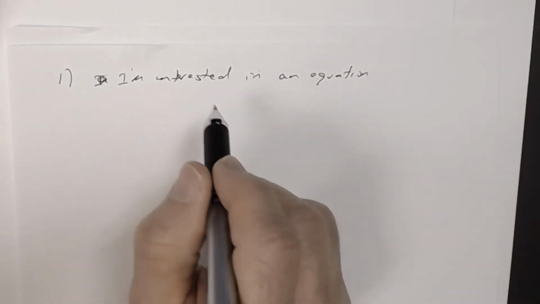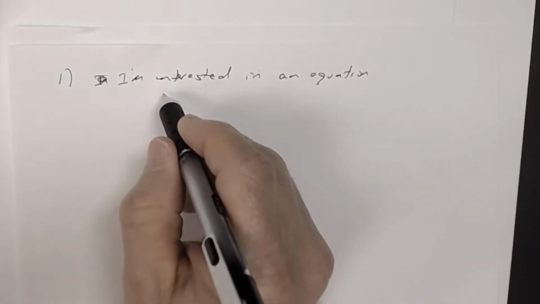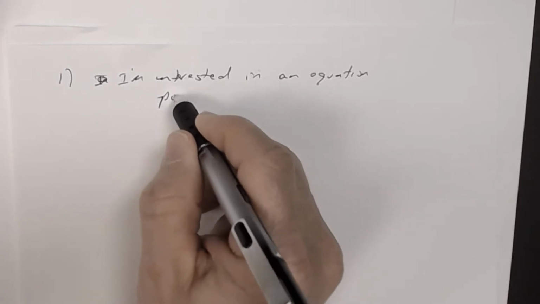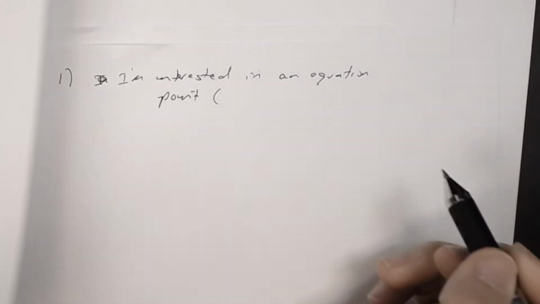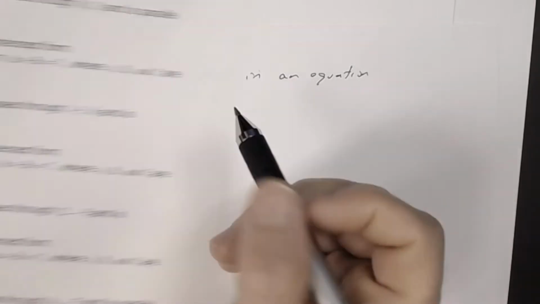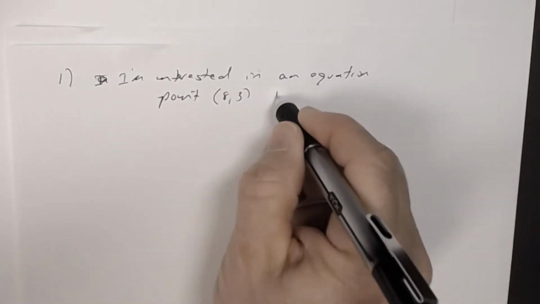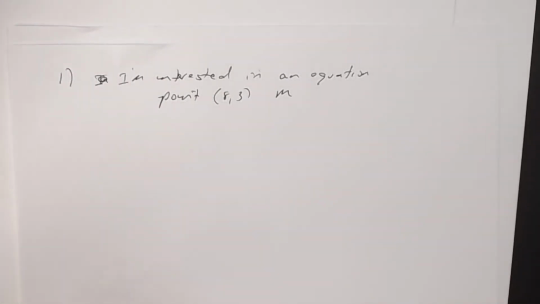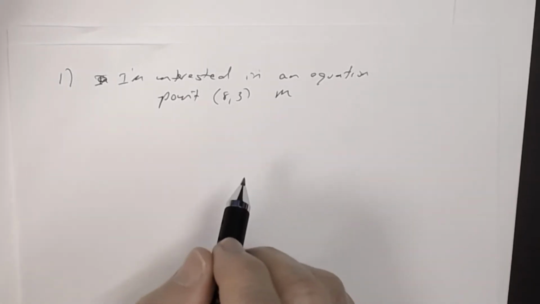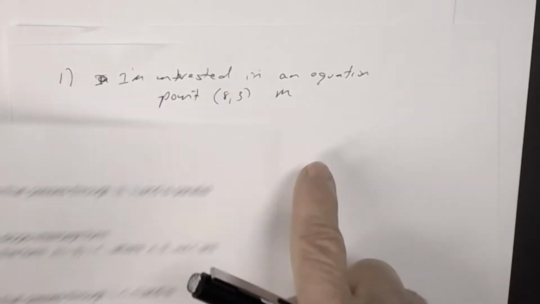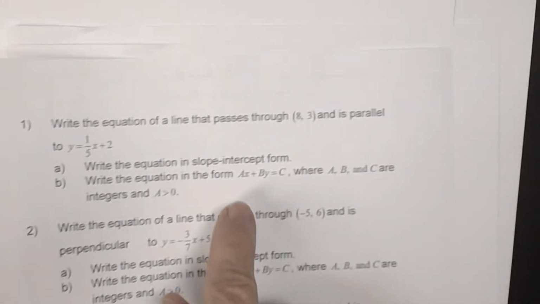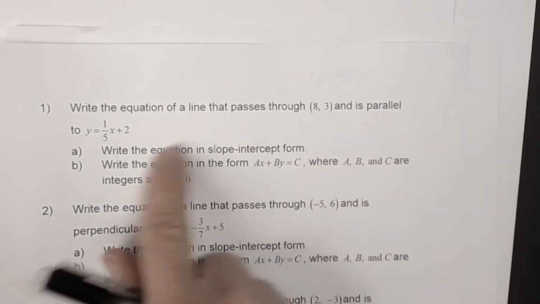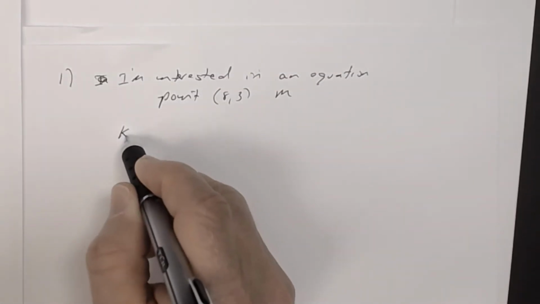All right. If I'm interested in writing an equation, I need to know 2 things. I need to know a point, and I do. The point is (8,3). And I need to know the slope of that line I'm interested in. Nowhere in there does it tell you what the slope of that line is, but it does tell you that it is parallel to this line. So this is what you know.